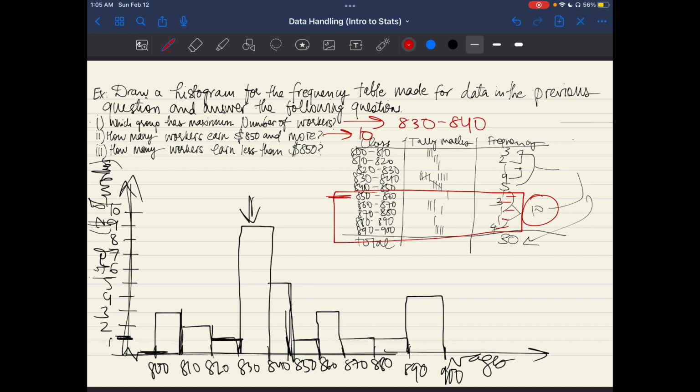And then the last question asks us, how many workers earn less than 850? For that one, it'll be all the workers that fall in these classes. The total number of workers here is 30, and 850 and more is 10. Therefore, the workers that earn less than 850 are 30 minus 10, which is 20. Or you can simply add all these numbers and it will add up to 20.